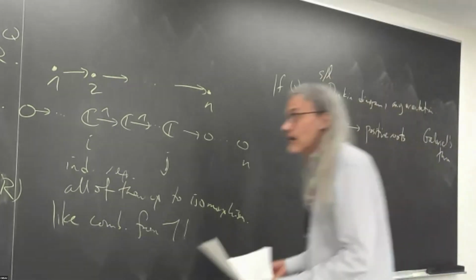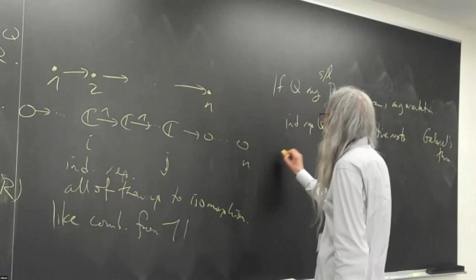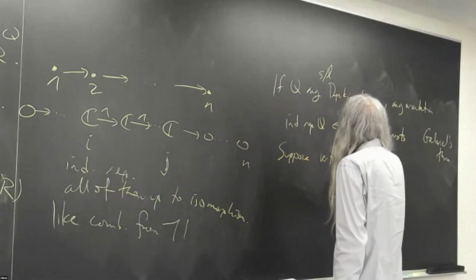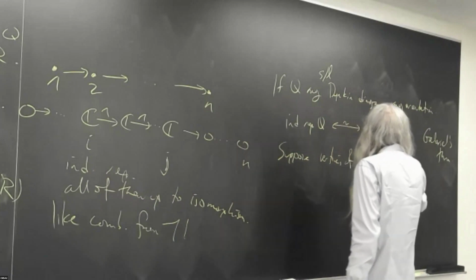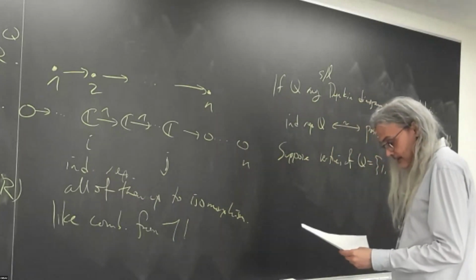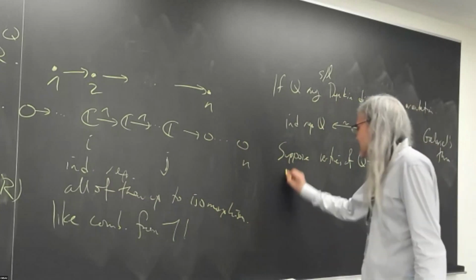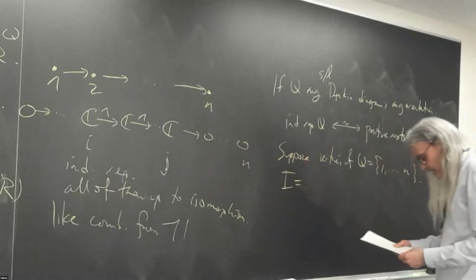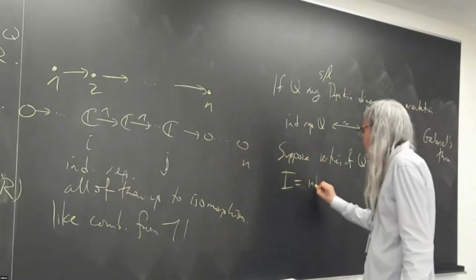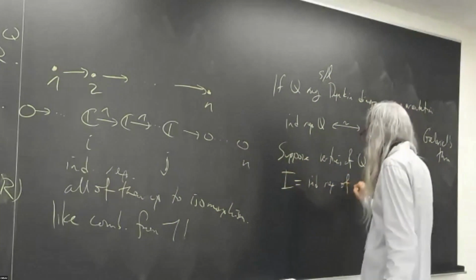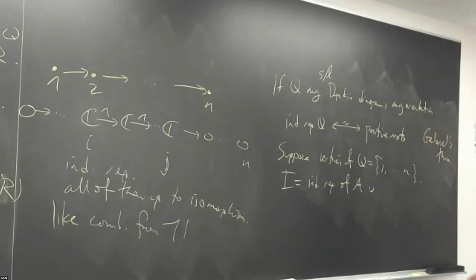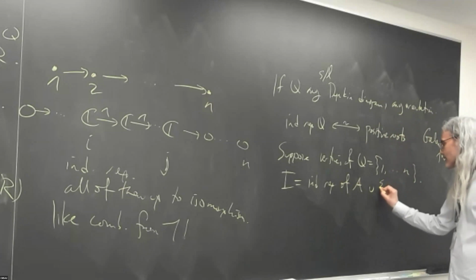Well, in this general setting of finite-dimensional algebra, suppose the vertices of Q are just 1 to n. My indexing set in this general setting, which is going to extend settings 1 and 2, the indexing set is just the indecomposable representations of A. So that's more or less what we've been talking about, together with something that corresponds to the negative simple roots in the cluster setting.